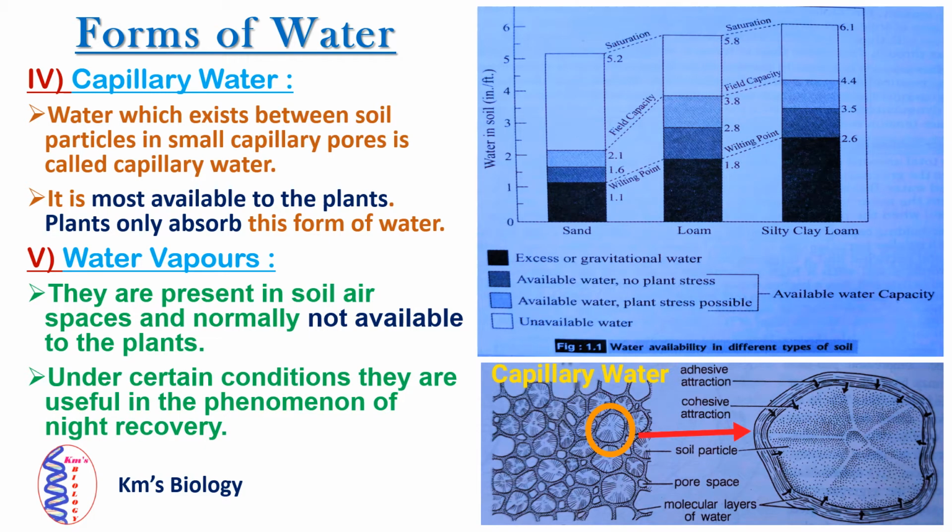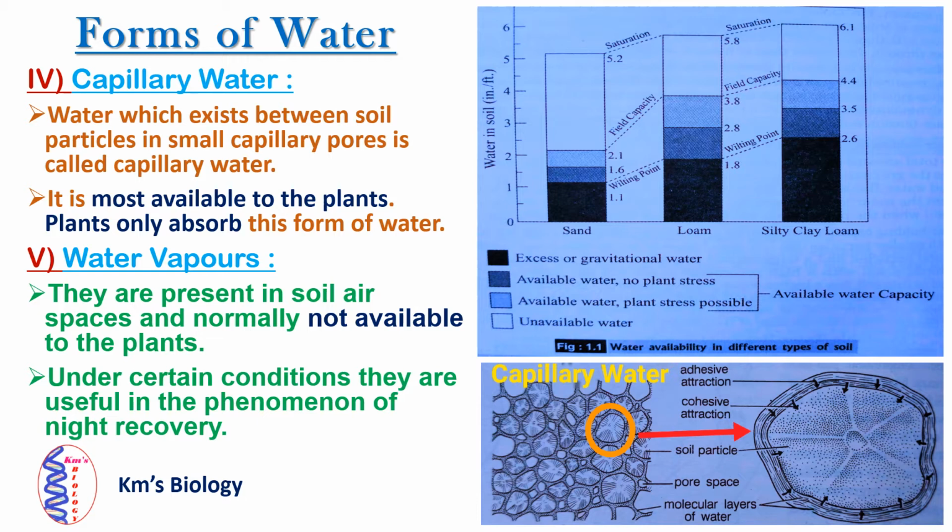The fourth form of water is capillary water. Water which exists between soil particles in small capillary pores is called capillary water. It is most available to the plants. Plants only absorb this form of water.